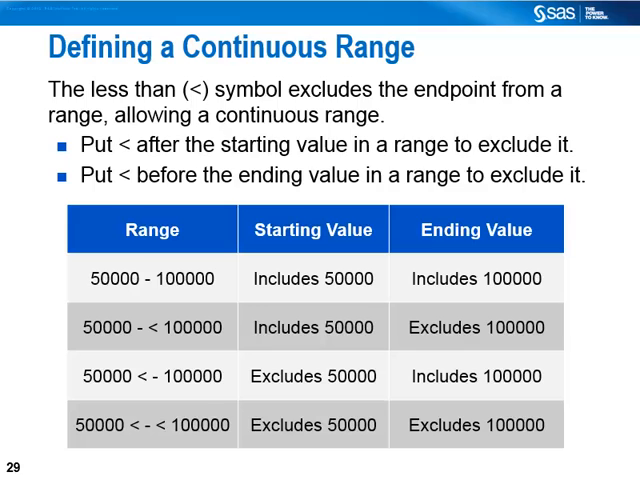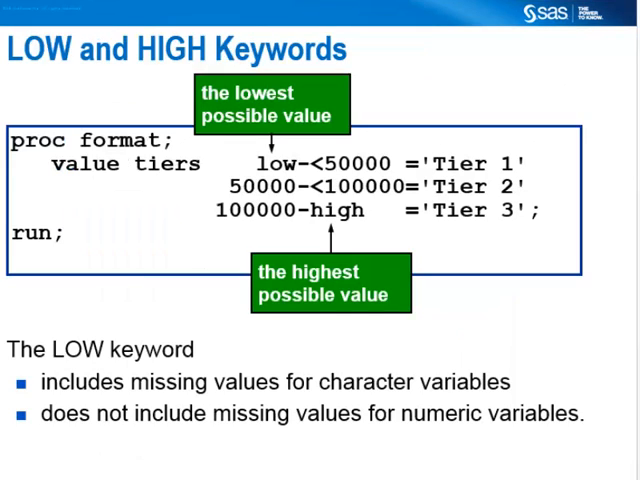The less than symbol excludes the endpoints from a range, allowing a continuous range. We put less than after the starting value in a range to exclude it. Then we put a less than before the ending value in a range to exclude it. According to the example, we have three columns: range, starting value, end value. For the first one, it includes both the end value as well as the starting value. For the second example, it excludes the last value that we have defined in the range. In the third example, it excludes the initial value that we have defined in the range. And in the last example, it excludes both the initial and the final value that we have defined in the range.